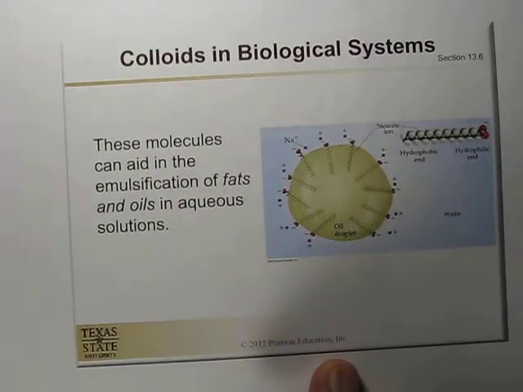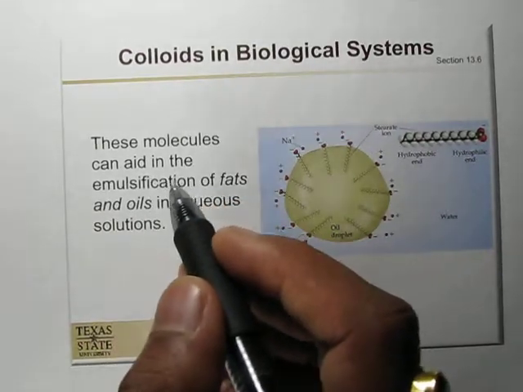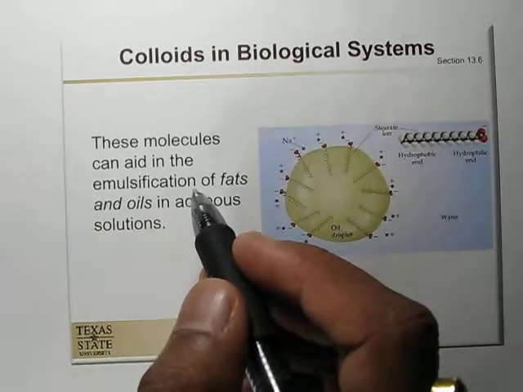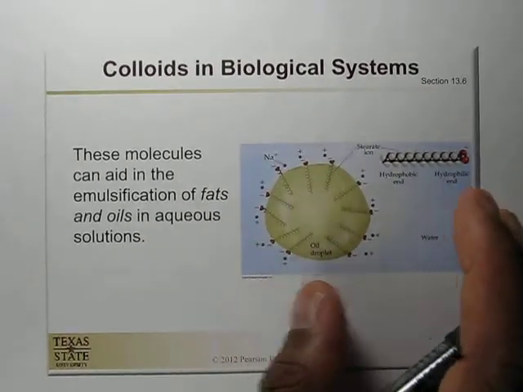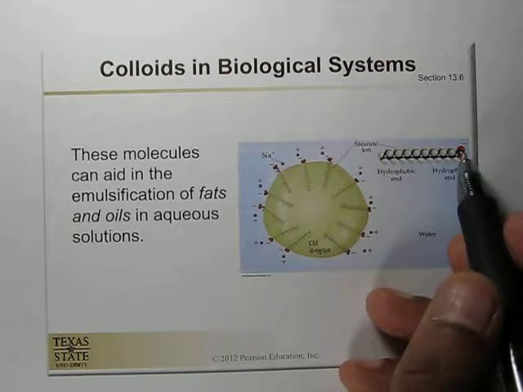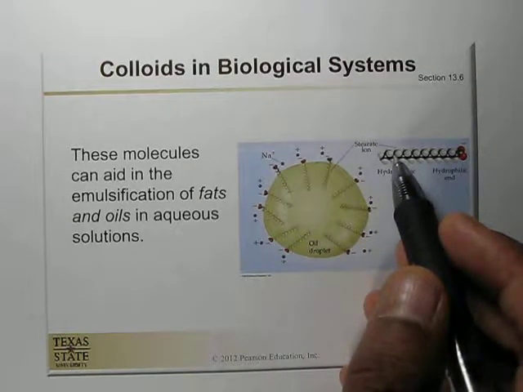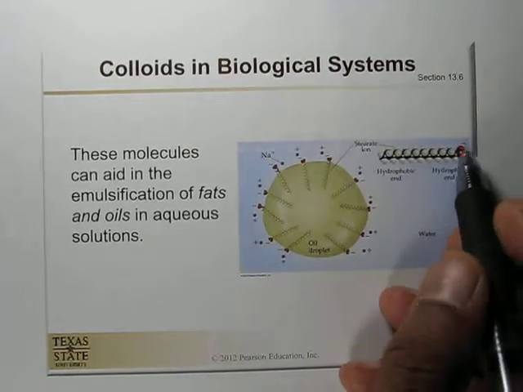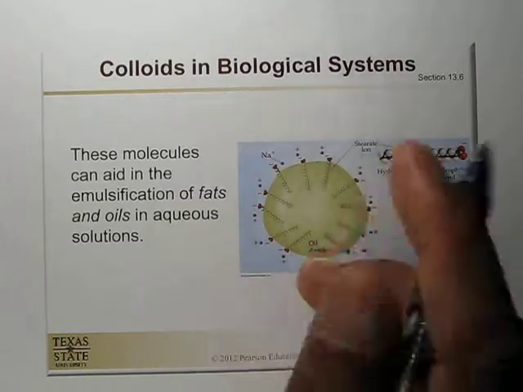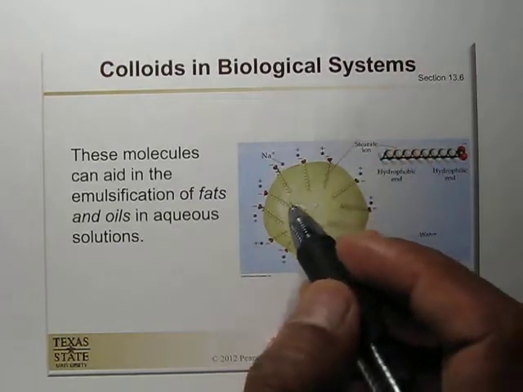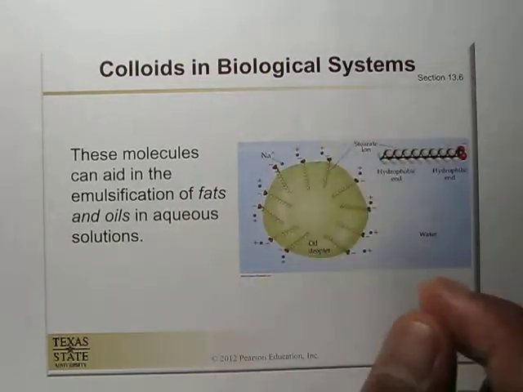Another example of colloids in biological systems is that these molecules can aid in the emulsification of fat or oil in aqueous solution. Some molecules have a very large non-polar group and a very small polar end, so they form a kind of micelle. Inside will be all the hydrophobic part, and outside will be the hydrophilic part, so they form colloids.